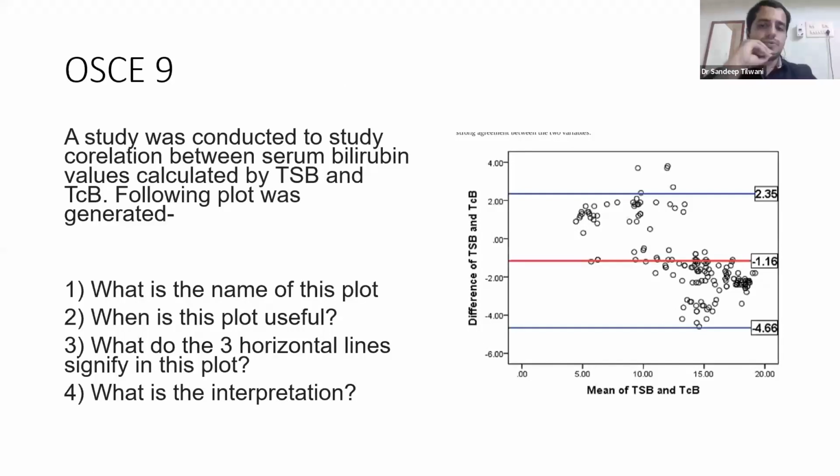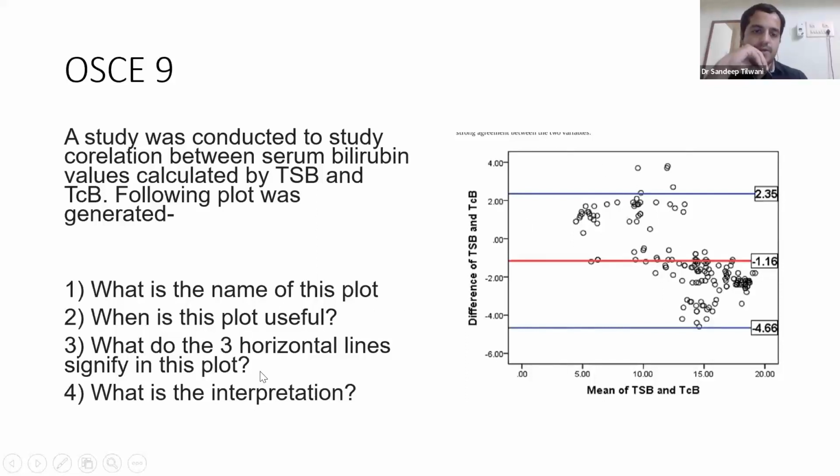So coming to the last two questions here. Coming to the statistics, a study was conducted to find the correlation between serum bilirubin values, which were calculated using total serum bilirubin, that is serum estimation, and transcutaneous bilirubin, and this was the plot which was generated. The questions are: what is the name of this plot?